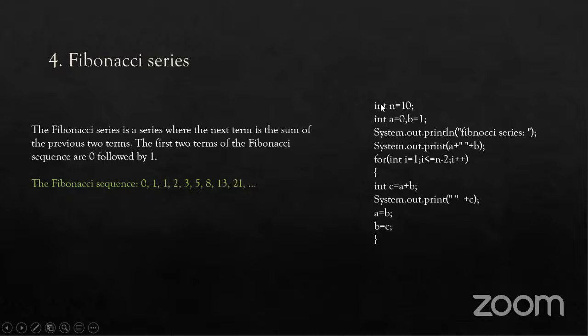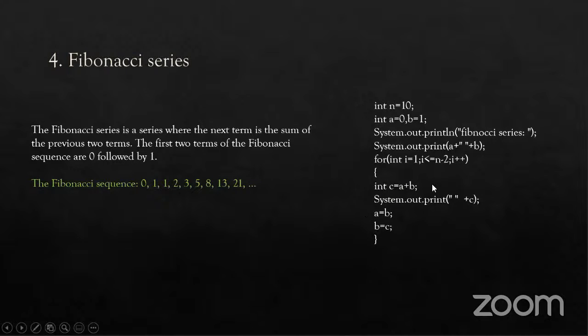I equal to 1, I less than or equal to n minus 2. Why n minus 2? Because the first two terms we have already printed, right? So we do not need those terms again. That's why we have given n minus 2. And inside the loop, we initialize the variable c and add these two terms, a and b. So for the first iteration, a is 0 and b is 1, 0 plus 1, and the result will be stored in c, that is 1.